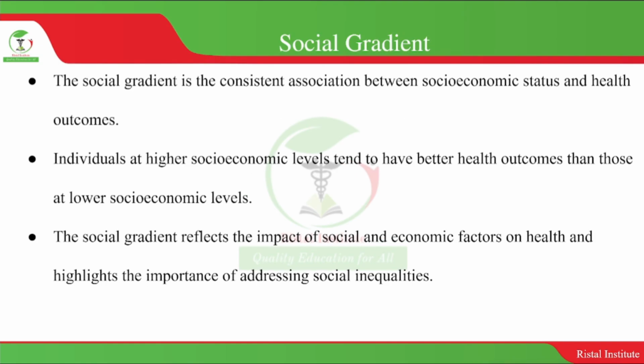Another terminology that we need to understand is social gradient. Social gradient is not a complex factor. It's not a complex issue. The thing is, if you are starting off in life at a higher socioeconomic class, you are likely to have better health outcomes compared to people of a lower socioeconomic class. That is what we call social gradient.